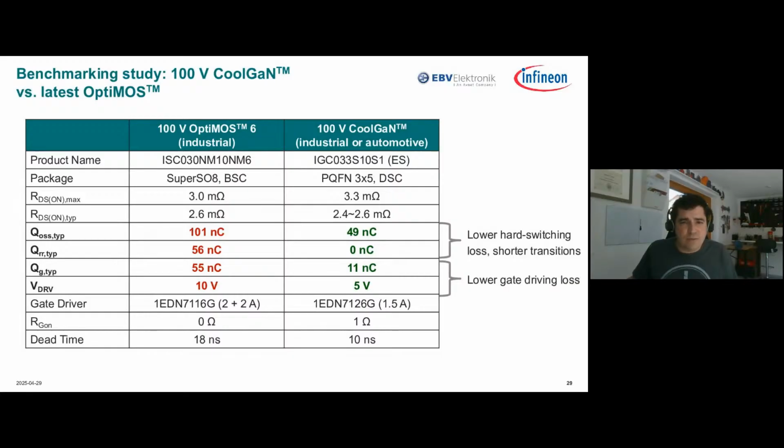So let's do a deep dive and look at a very specific example. Let's look at a 100 volt silicon MOSFET, the best, the latest technology, our OptiMOS 6, using the 100 volt OptiMOS 6 with the same RDS(on) as our 100 volt first generation CoolGaN. Both of them about 2.6 milliohms. And the first thing you'll notice is that the QOSS is cut in half. The QRR is, of course, gone. The gate charge is reduced by a factor of 5. And then if you consider the gate driving energy, the driving voltage is also half. So this is a 10 times reduction in driving loss.